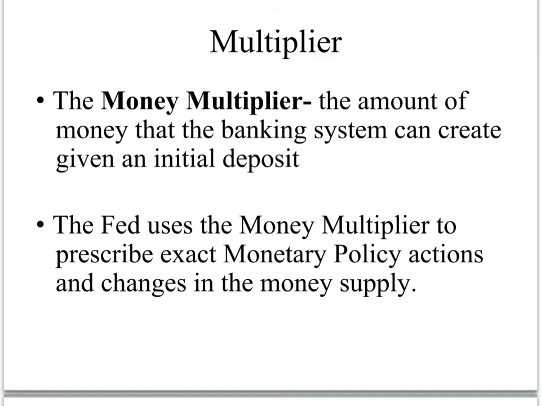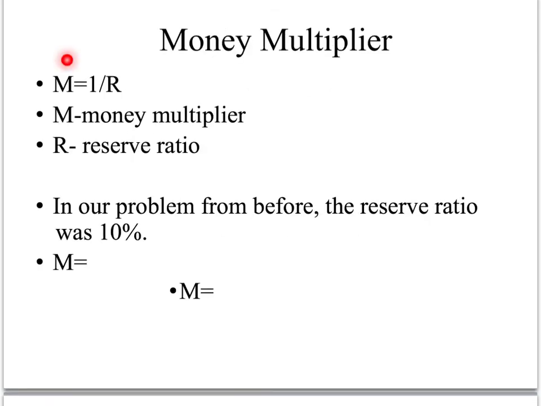So we use the equation M equals 1 over R, where M is the money multiplier, R is the reserve ratio as a decimal. So in our problem from before, the reserve ratio is 10%. So M would equal 1 over 0.10, and then eventually we can say that M is equal to 10. So whatever money is deposited into the First Bank is able to be multiplied by 10, and that's how the Federal Reserve Bank can determine how much of the increase in money supply there will be in the future.